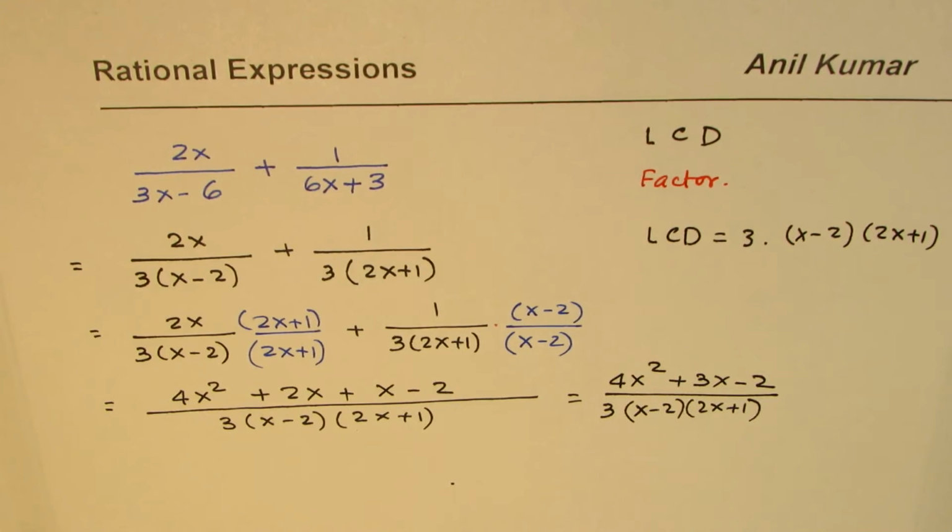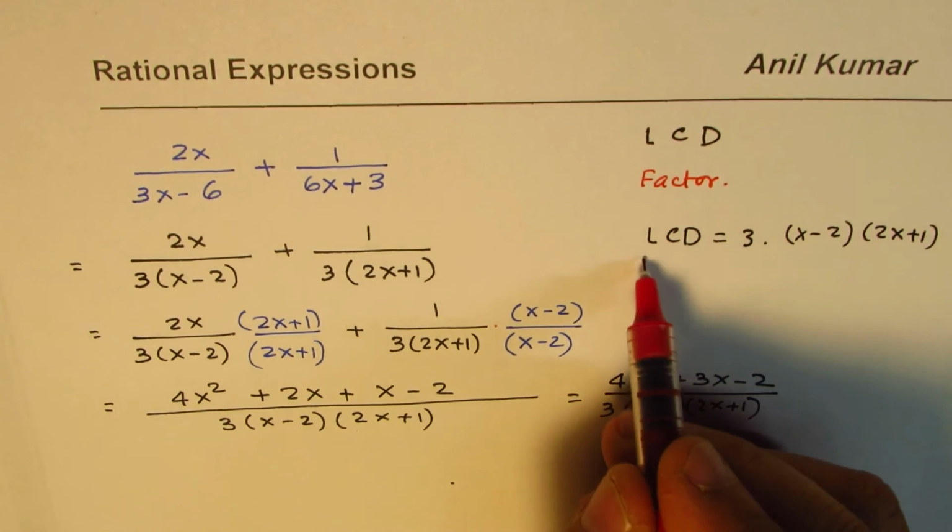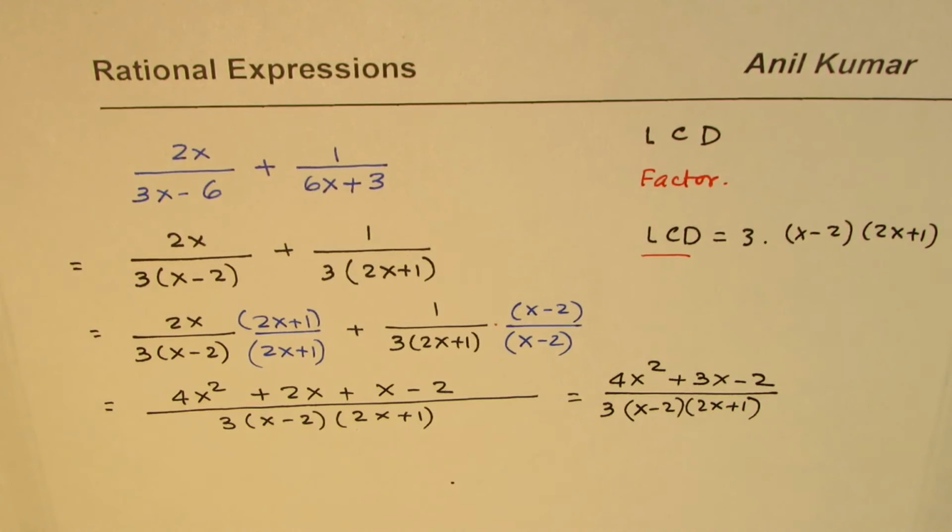But I hope in this video you have learned how to add rational expressions when they have different denominators. The key here is to find the lowest common denominator and then ensure that all the terms in the rational expressions have the same denominator before you start adding or subtracting the numerators, as we've done in this video. So we'll take a few more examples to practice.